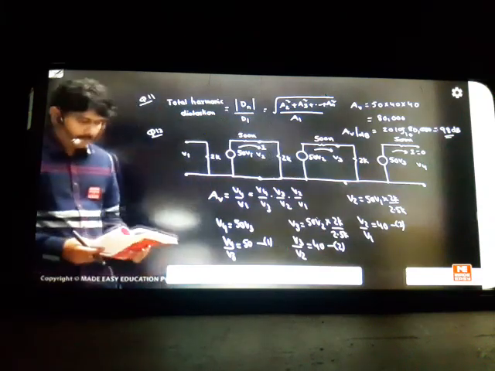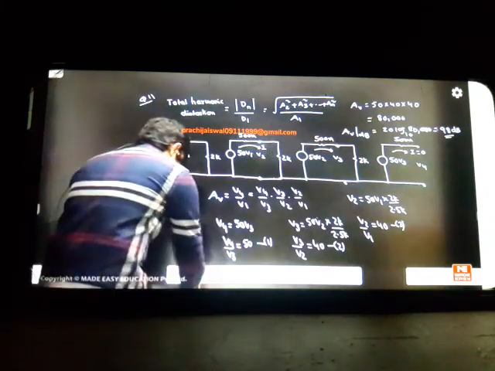Question number 12. The 13th question you can solve it. Try once, the 13th one. Solve the 13th question. Meanwhile I'll take some water.